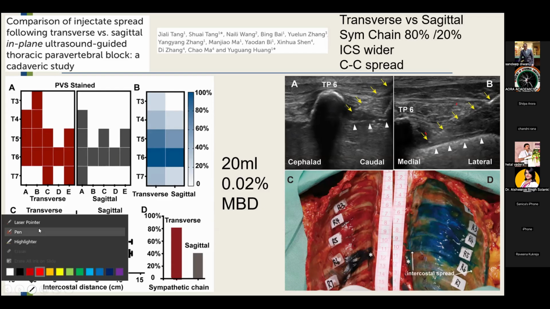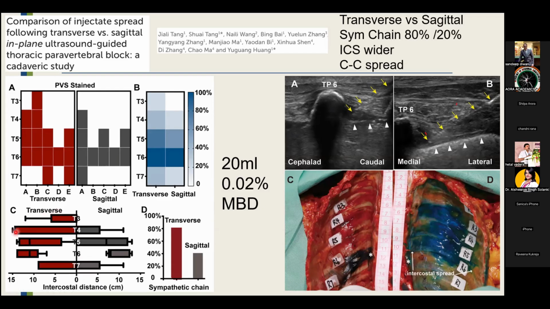Again, here it's very clearly depicted. The transverse more than the sagittal at the level of T4, T5, and T7 as well. And at the level of T3, it's more of the transverse spread. And for the sympathetic chain, of course, you can see 80 to 40%. That would be the reason why probably the clinical outcomes would be better with the transverse than the sagittal approach.